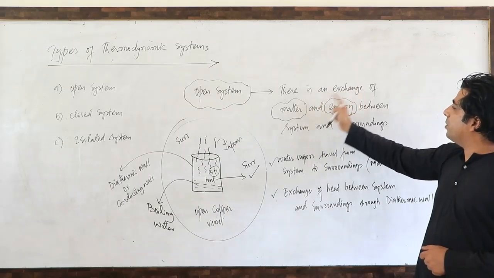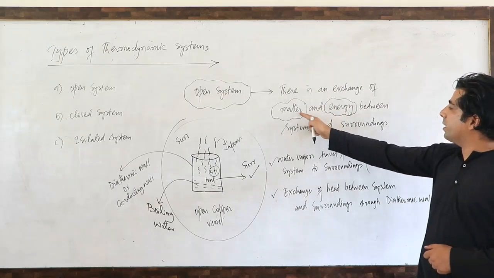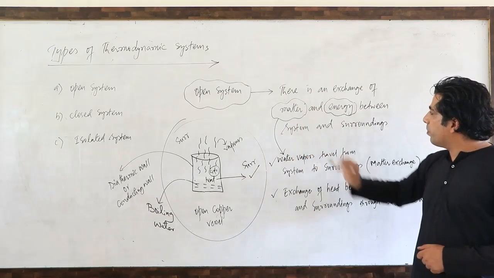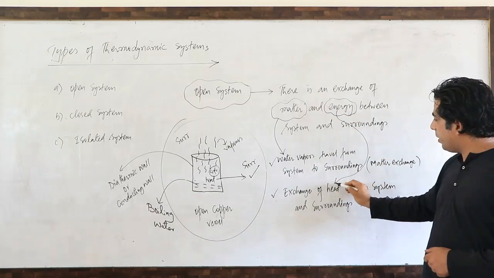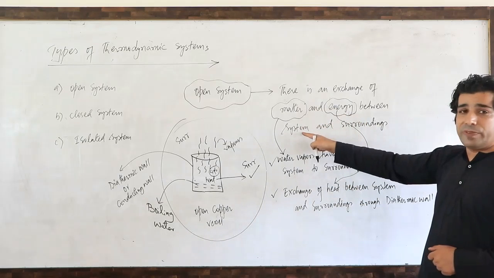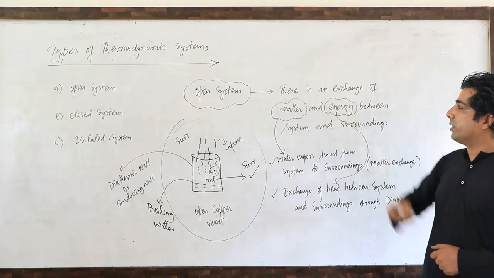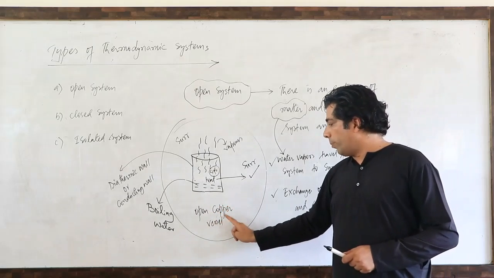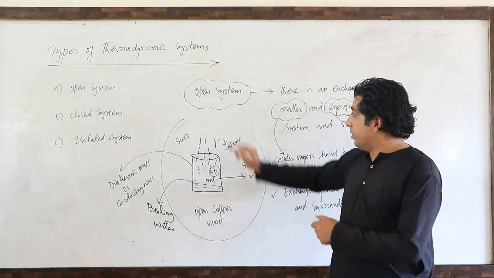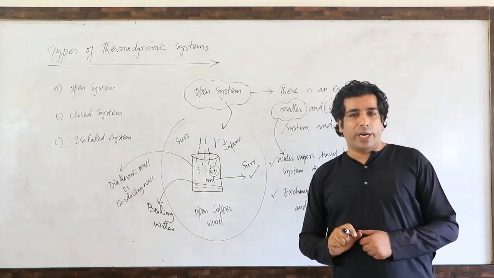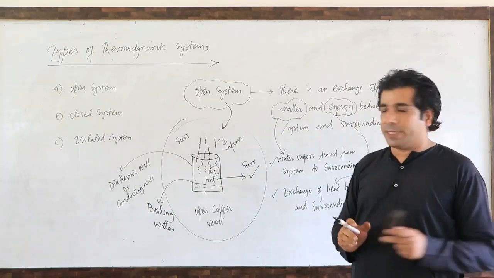So both things are happening here, my dear friends. There is an exchange of matter and energy. Matter here is nothing but your water vapors, and this energy is nothing but the heat. So both things are exchanged between system and surroundings, and we call it an open system. So the open copper vessel is our open system. I hope, my dear friends, you have understood this, correct?